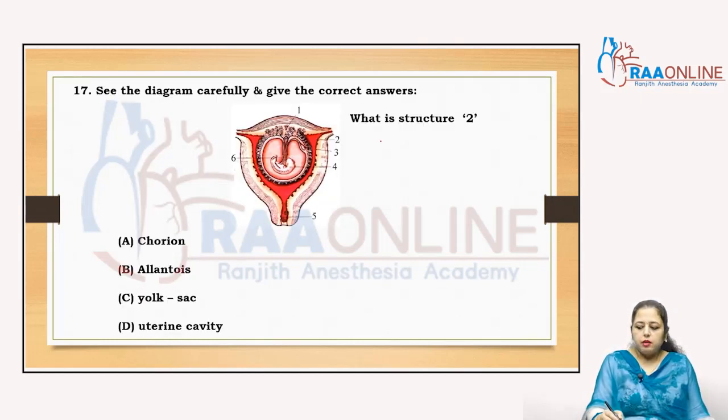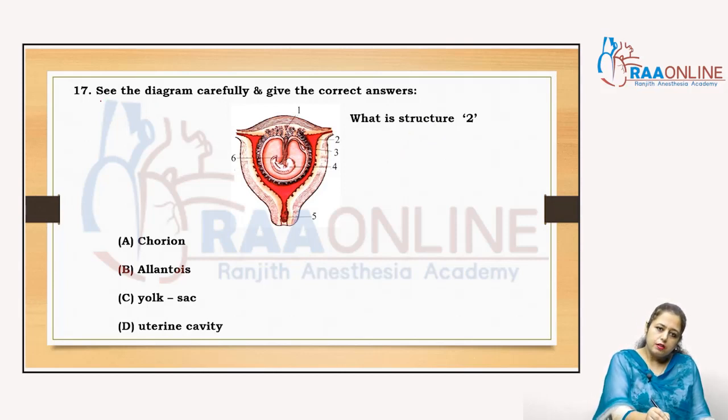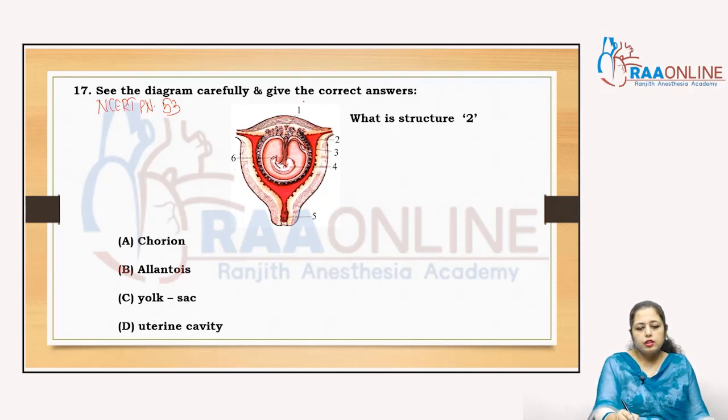This is the diagram of the human fetus with the uterus, and this is given in NCERT page number 53. What is that one? That is the placental villi. We know that human placenta is the metadiscoidal placenta on the basis of arrangement of that villi. Clear? That is placental villi. That two is the cavity of the uterus.